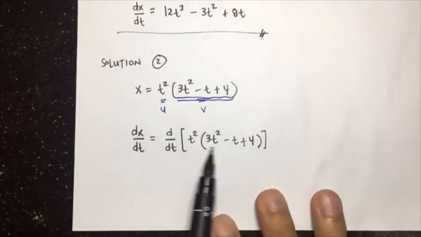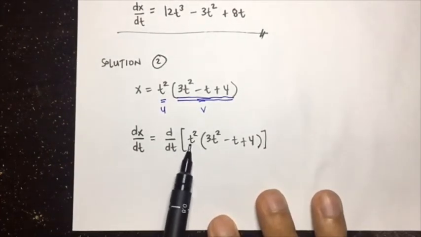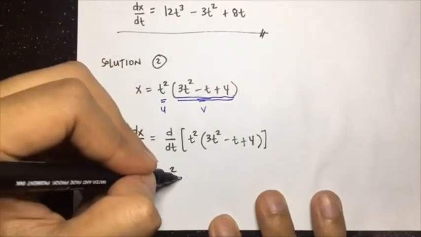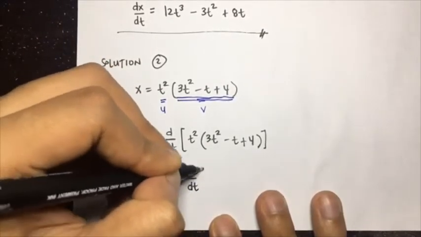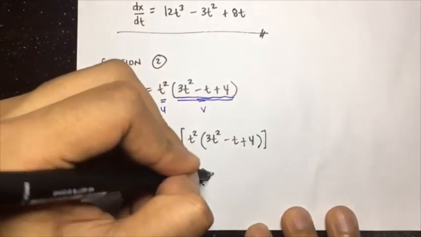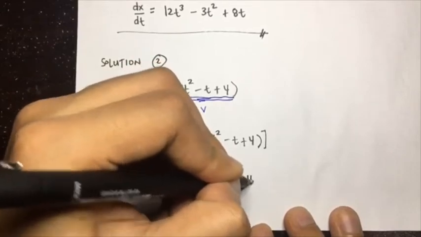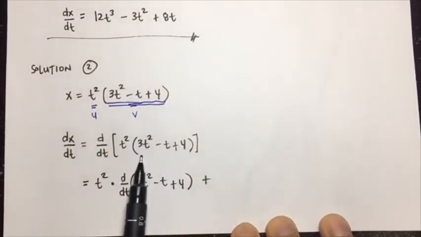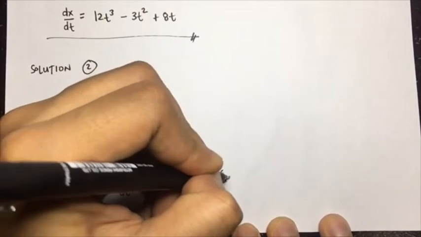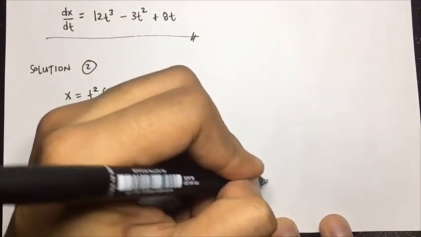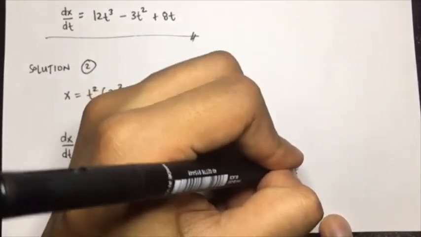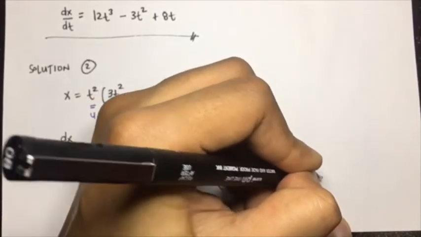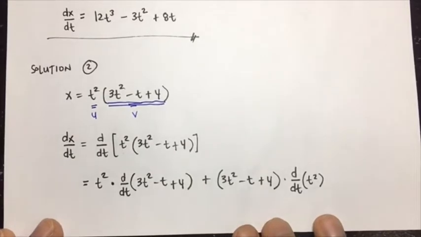Okay, so in the product rule, the first factor multiplied by the derivative of the second, so we will have t squared multiplied by the derivative with respect to t of the second term, which is 3t squared minus t plus 4, plus the second term, 3t squared minus t plus 4 multiplied by the derivative of the other one with respect to t. Okay, so like that.